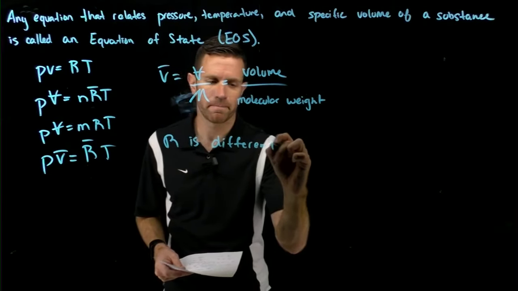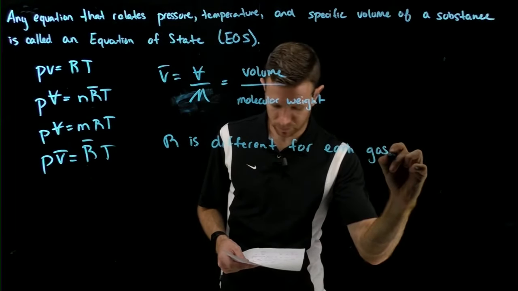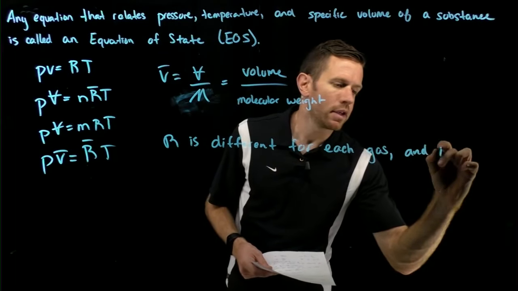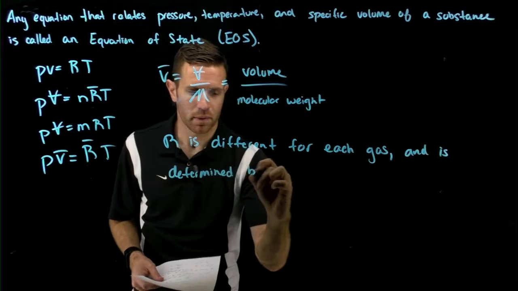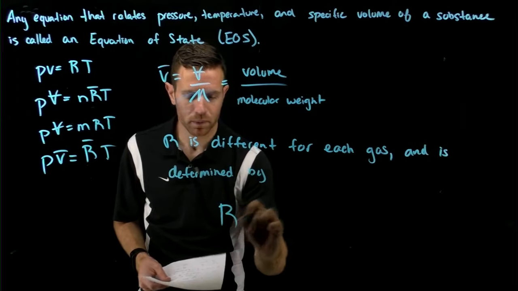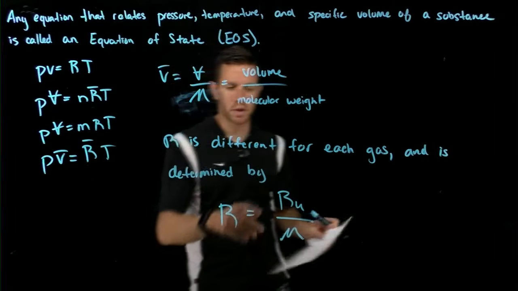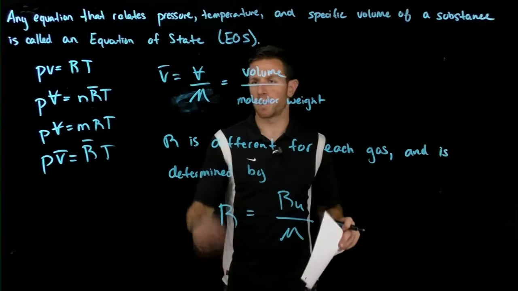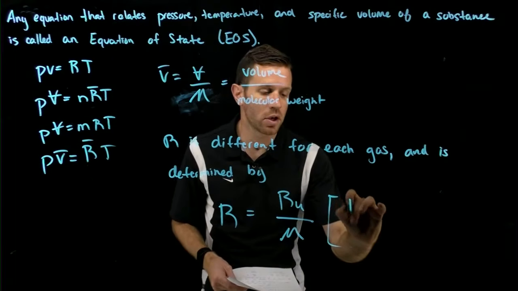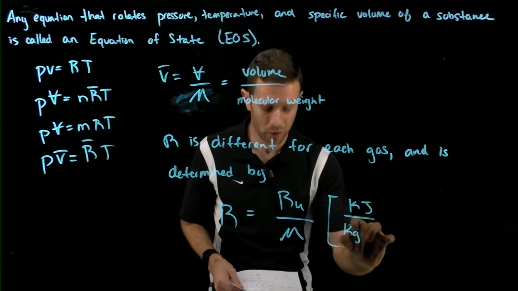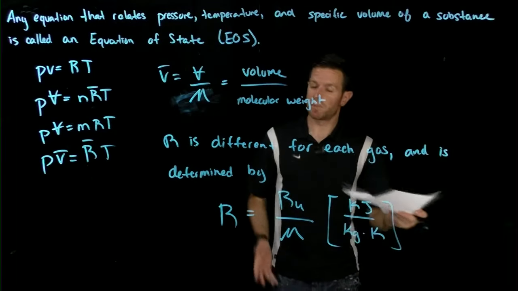And R is different for each gas, and is determined by the universal gas constant over the molecular weight here, and at least in SI units, R typically has units of kilojoules per kilogram times Kelvin. Do note that this is the same units as specific heat.